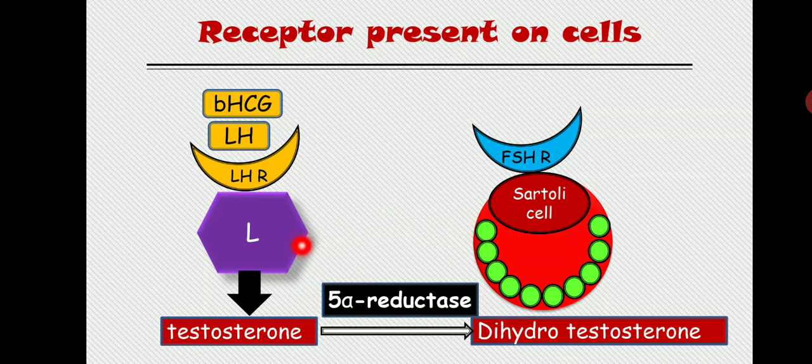So the Leydig cell has a receptor for LH only, and this beta HCG will work on the same receptor, while in the case of the Sertoli cell it has two types of receptor. One is FSH receptor and another one is the androgen receptor, or the testosterone receptor, that is not shown in this picture because the receptor will be present inside the cell. Now the FSH receptor will obviously bind with the FSH.